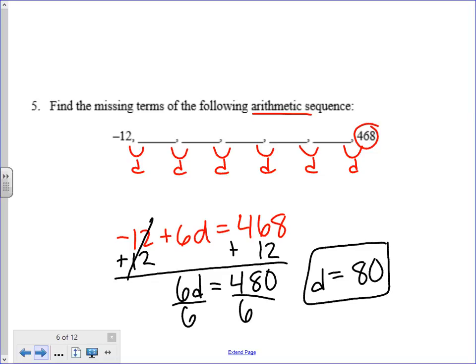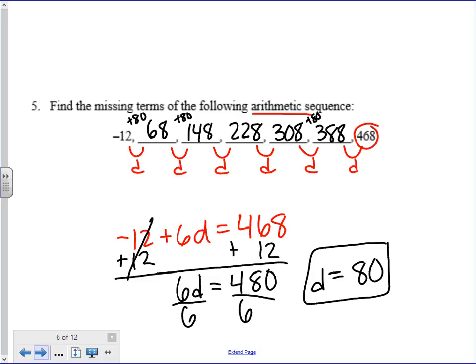So now I can go into each one of these and add 80. Well, negative 12 plus 80 is 68. Plus 80 is 148. Plus 80 again, 228. Plus another 80, 308, and finally plus 80 one more time is 388.